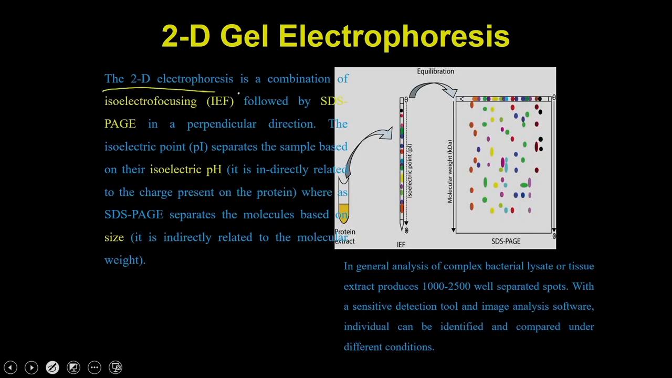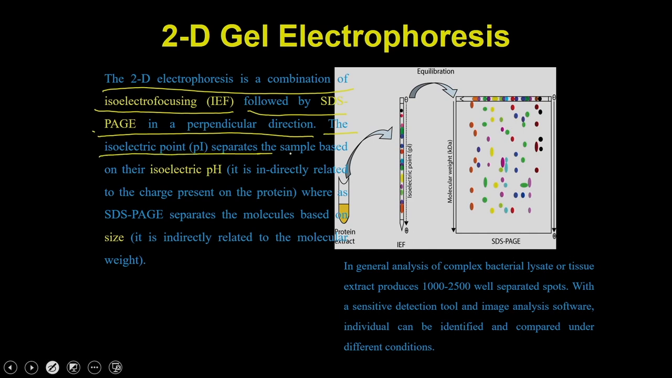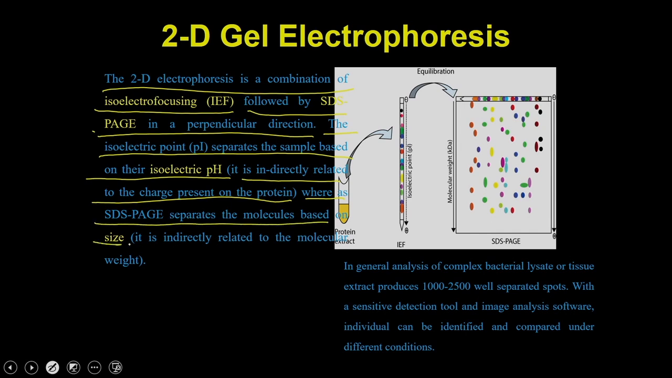Two-dimensional gel electrophoresis is a combination of isoelectric focusing followed by SDS-PAGE in perpendicular directions. Isoelectric focusing separates the samples based on their isoelectric pH, which is indirectly related to the charge present on the proteins, whereas SDS-PAGE separates the molecules based on size, which is indirectly related to the molecular weight.